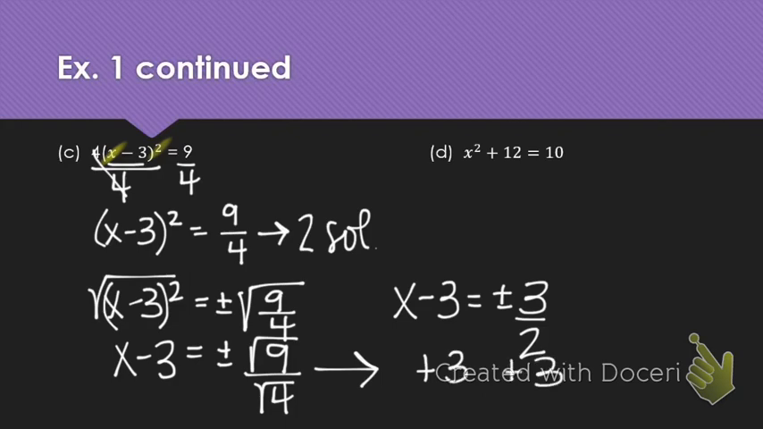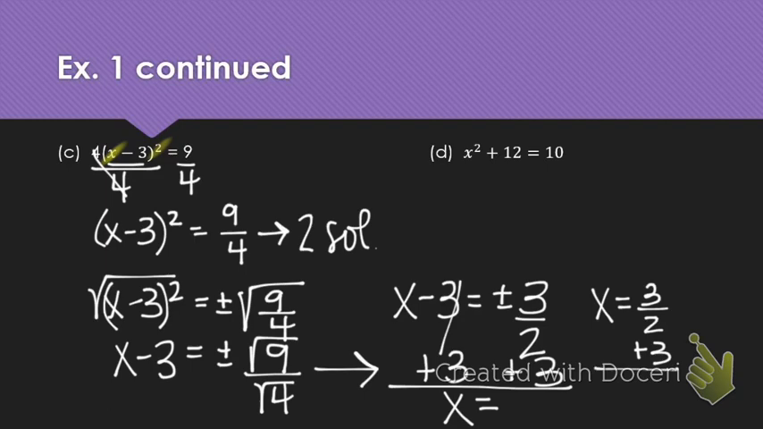Now, this is where I lose people sometimes, okay? Because what people don't recognize is that is a positive 3/2 and a negative 3/2. So how many problems are we working out here? 2. All right? So here's what I want you to do. Again, just for the sake of the notes, I want you to do x equals 3/2 plus 3. And then I want you to do x equals negative 3/2 plus 3.